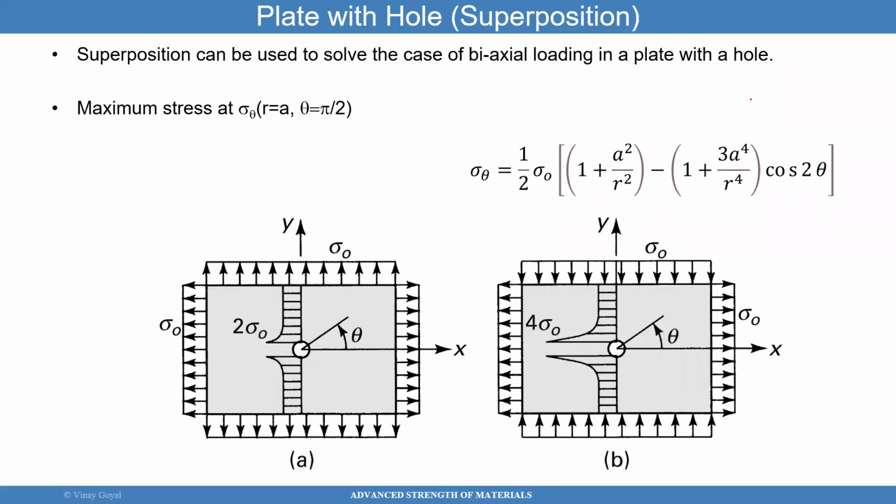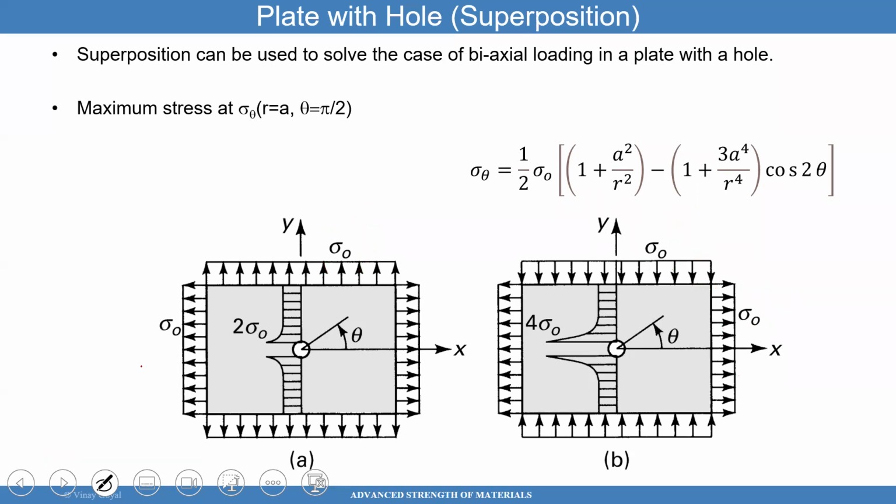So now I have this far field stress, and I have this far field stress. How do I deal with those cases? Or I have a stress field that's pointing downwards against the plate, and then this sigma naught is pointing outwards. How do I deal with that?